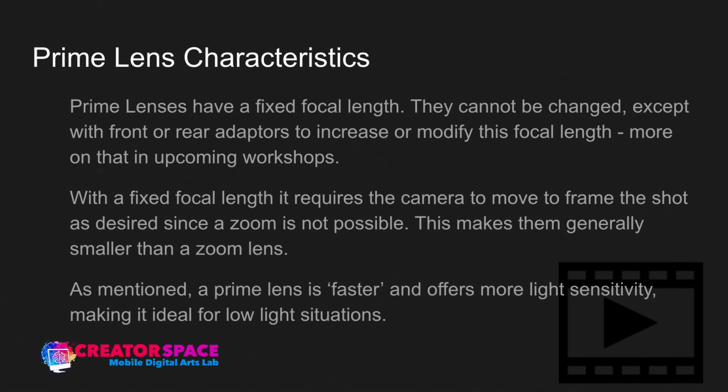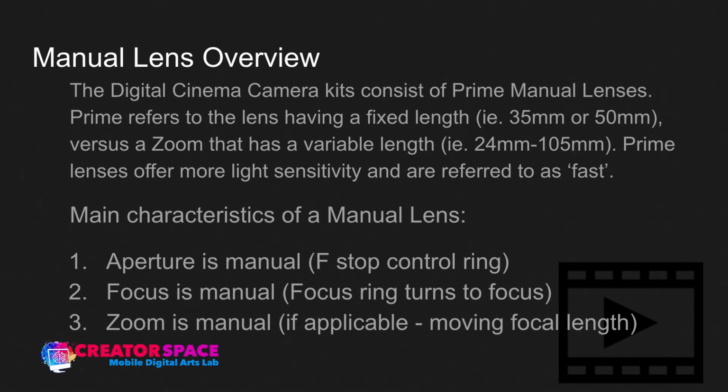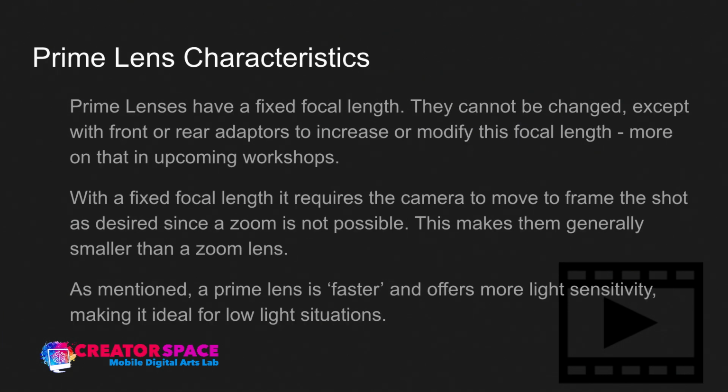Prime lens characteristics. This is a little bit different from the manual lens overview we just talked about. Now let's look at prime lenses specifically. These are non-zoom lenses. What that means is they have a fixed focal length, which means they cannot be changed except with front or rear adapters. We're going to get into a little bit of that modification in some upcoming workshops, which is another fun thing. You can change the characteristics of the lens in a bit as well.